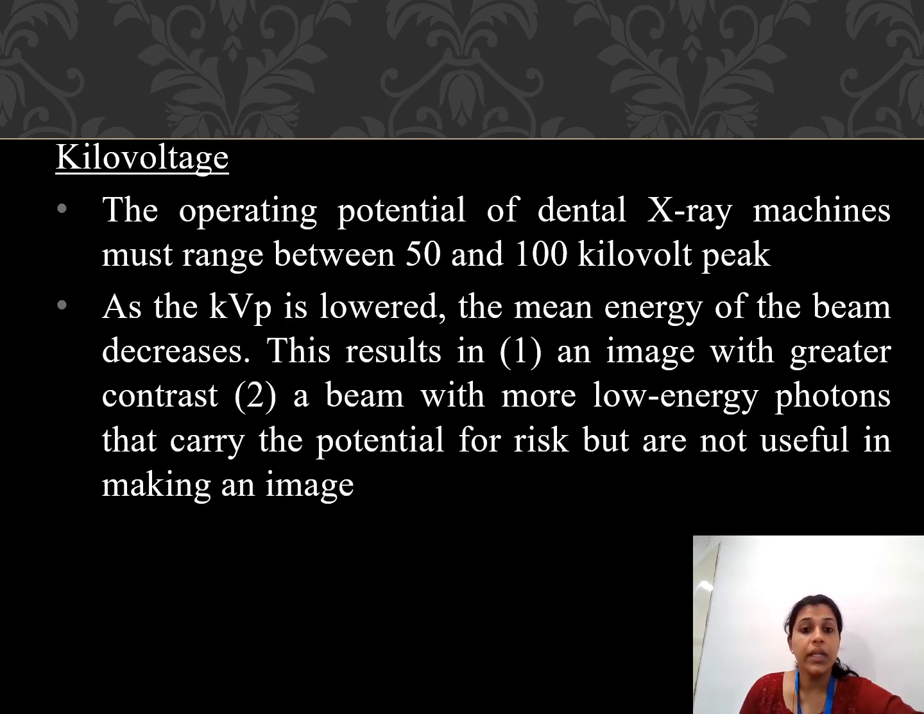Next is by reducing the kilovoltage. So the normal kVp range for intraoral machines is 50 to 100 kilovoltage peak. So when the kVp is reduced, the energy of the beam also decreases. So when the energy is reduced, the beam has more low energy photons. So the characteristic feature of these low energy photons is that they carry the potential for risk, and at the same time they are not useful in making an image.